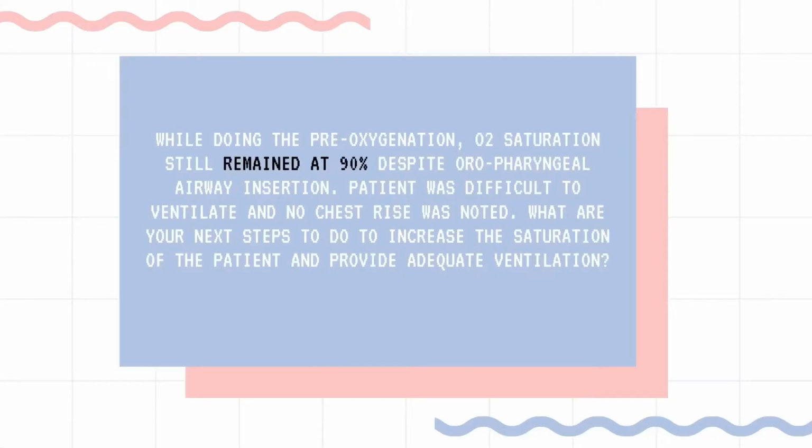But while doing pre-oxygenation, the O2 saturation still remained at 90% despite oropharyngeal airway insertion. Patient was difficult to ventilate and no chest rise was noted. What are your next steps to increase the saturation of the patient and provide adequate ventilation?